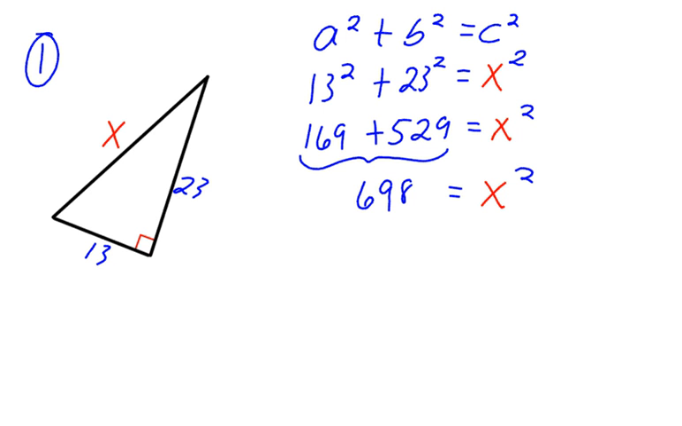So my last step here is to get rid of this 2 right here. Okay? So the way I get rid of that squared is by taking the square root of both sides. And that square root is going to cancel the squared. So it's just going to leave me x there, isolated now by itself. And then on the left side, I've got to do the square root of 698. And I get 26.4 as my hypotenuse.